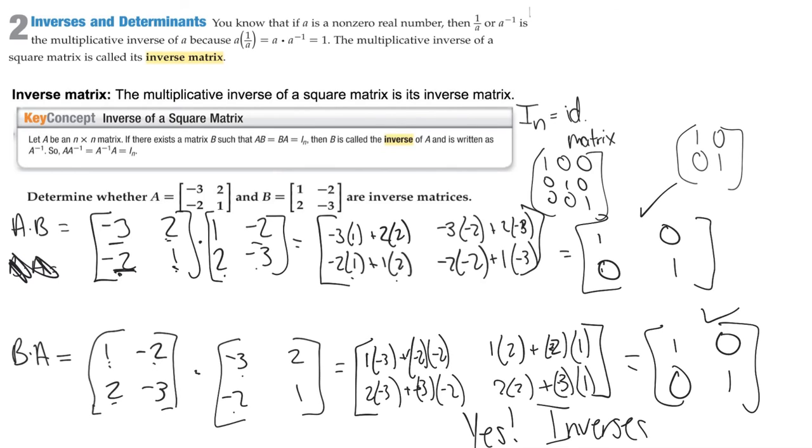If you get anything but the identity matrix on either, they will not be inverses. So it could be that you are working on AB and you don't get the identity matrix. You don't even have to go to BA because it has to go both ways.